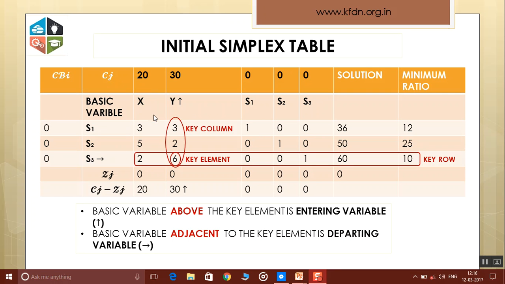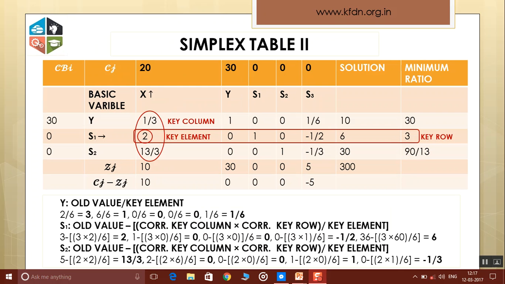you can see from here, old value is 3 minus corresponding key column, which is 3, into corresponding key row, which is 2, divided by key element, which is 6. So this is the same as what we have. Old value 3 minus corresponding key column 3 into corresponding key row 2 divided by key element 6, which equals 2.